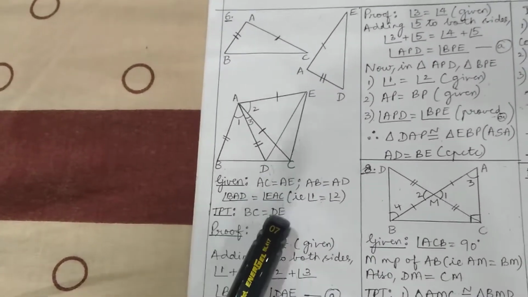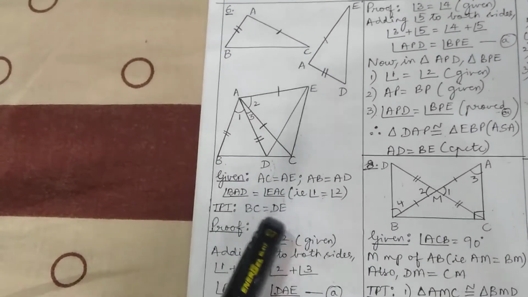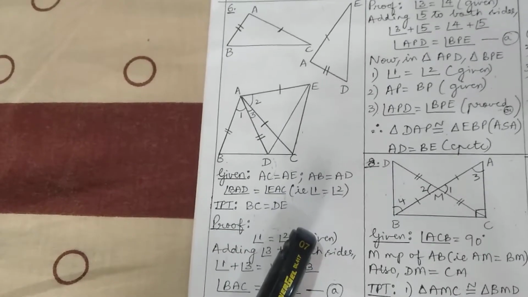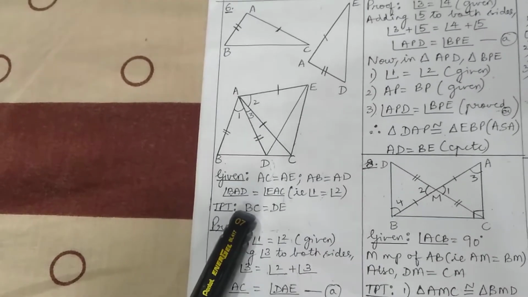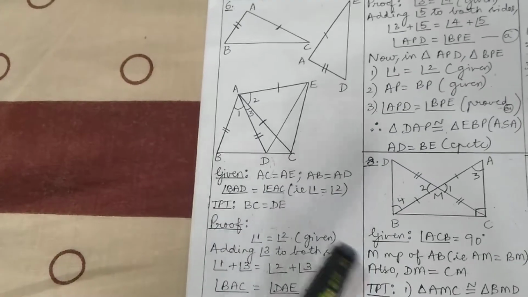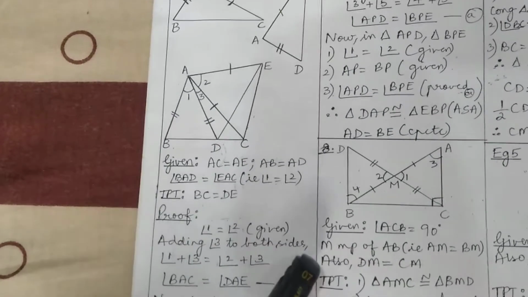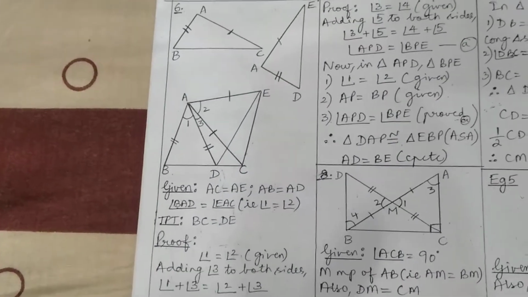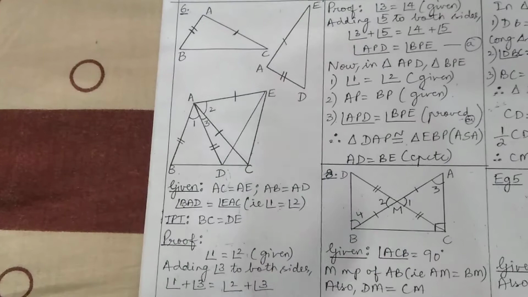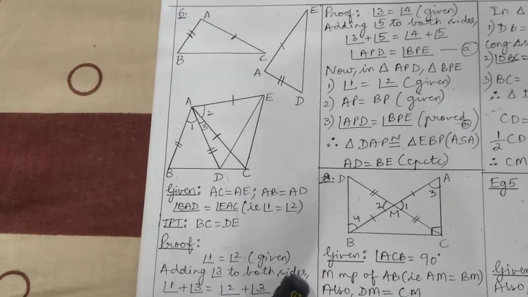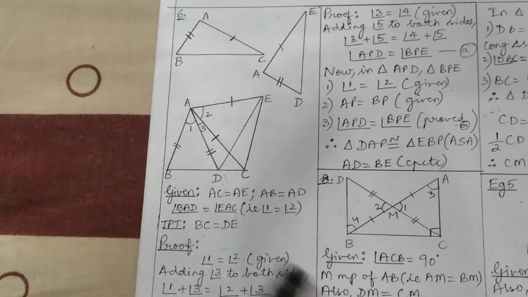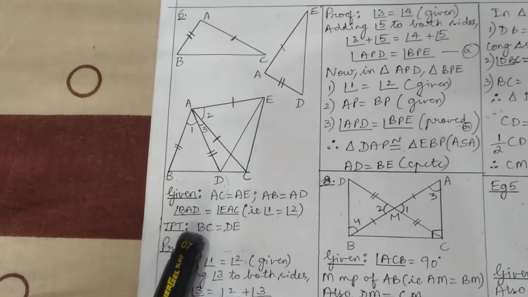Now to prove that BC equals DE, you need to identify two triangles. One triangle which has BC as a side and another triangle which has DE as a side. So you need to identify these two triangles, prove that these two triangles are congruent to each other, and once we prove that they are congruent, the corresponding sides will be equal, and that's how we can prove that BC equals DE.